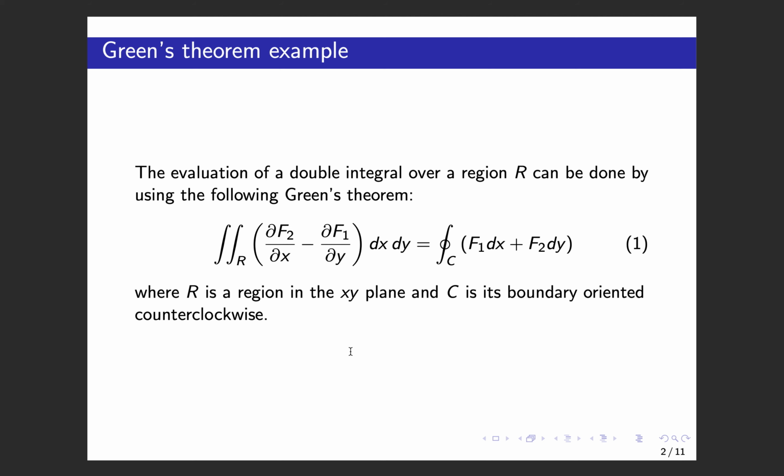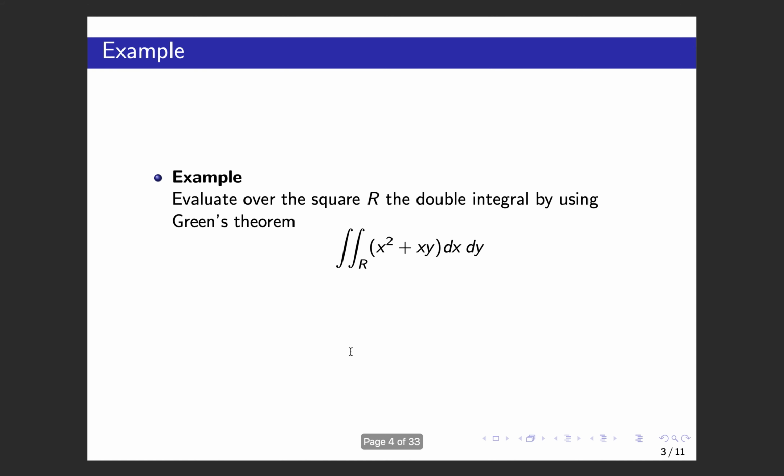So let's apply this theorem to the following example. We want to evaluate this double integral of the function x squared plus xy over the region R, where R is a square. So we have to look for the components of a function such that the difference of the partial derivatives is equal to x squared plus xy.